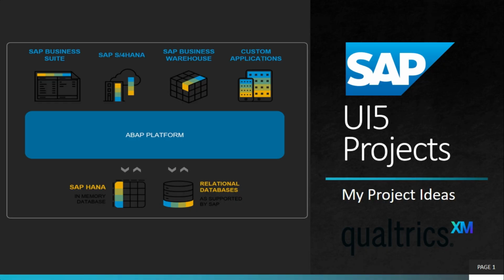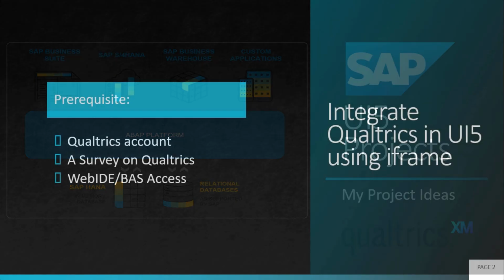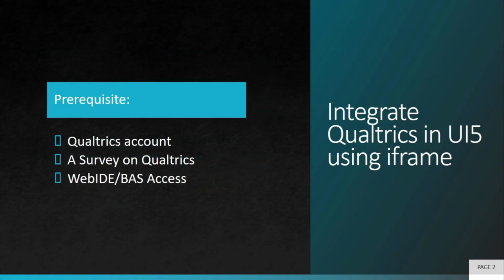This is an ongoing series on SAP UI5 projects. In this particular project, we'll learn how to integrate Qualtrics in SAP UI5 using iframe. There are certainly different ways via which we can integrate Qualtrics in SAP UI5. This particular scenario will cover iframe.